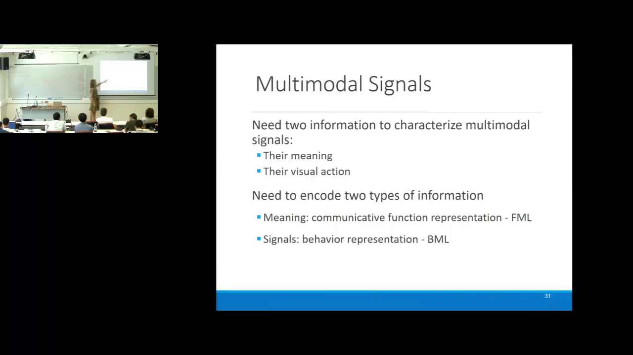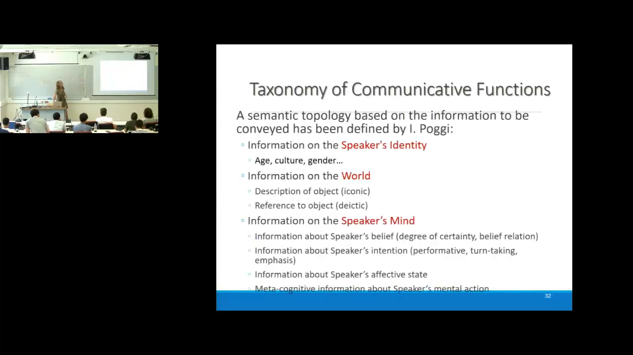So for example, we have encoded the meaning and the visual action through two different representation languages that are used in the lab and through the different information they convey. So at the meaning level, the information can be about the word, for example, deictic, iconic when I mention the size of a fish, but it can also provide different degrees of certainty, so maybe a different attitude, or information about your performatives, you want to request something, give an order or suggestions, turn takings, affective states, and things like that.